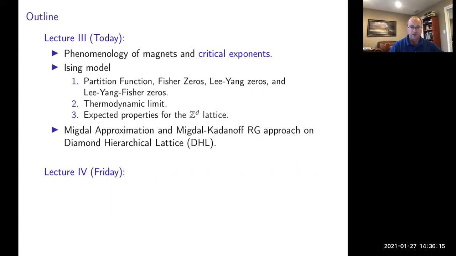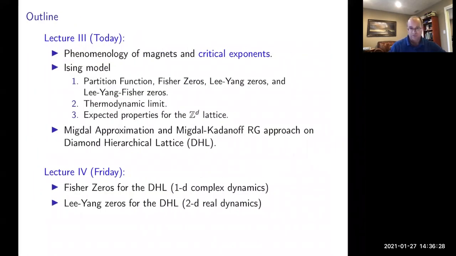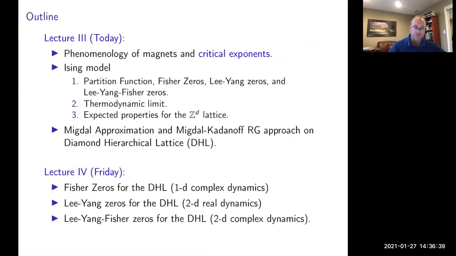On Friday, I plan to talk about the Fisher zeros for the DHL. This is several people, but including Bleher and Lubitsch. And then I'll talk about the, this is how my slides go, the names disappear, I'm sorry. These next 2 things, the Lee-Yang zeros for the DHL, that's Bleher, Lubitsch, and myself. Lee-Yang-Fisher zeros is the same group of people.